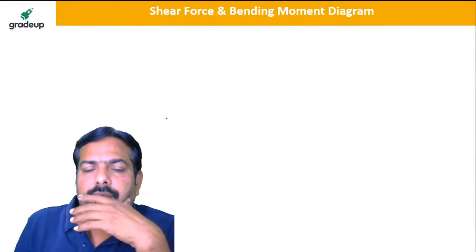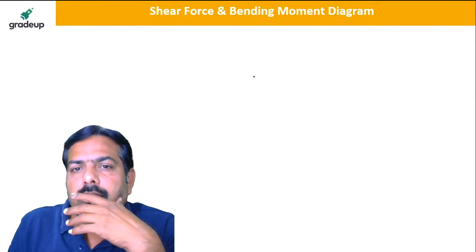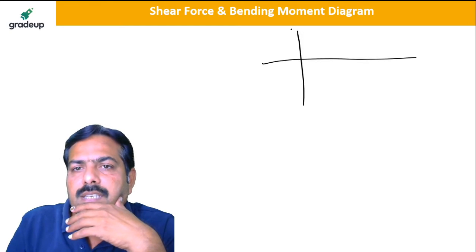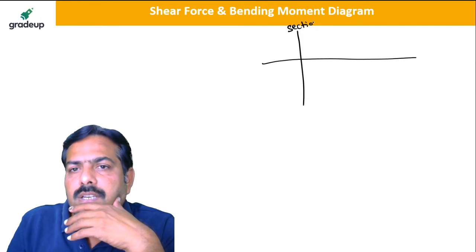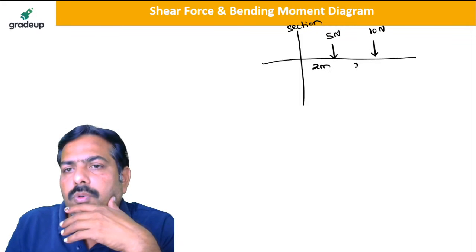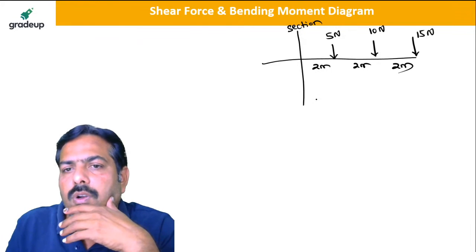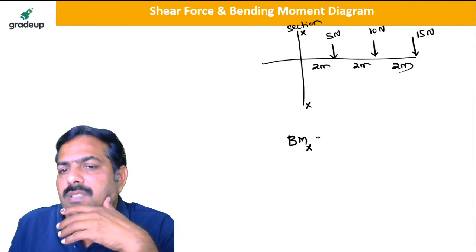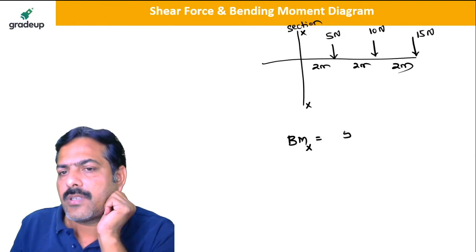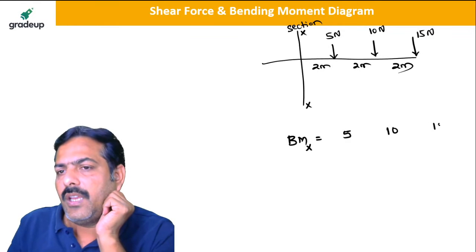Right? So my dear friends, now you see, suppose for example, I have taken a beam, and this is the section. I have got 5 Newton load at 2 meter, 10 Newton load at another 2 meter, 15 Newton load at another 2 meter. So I want the value of the bending moment at x. Bending moment at x is equal to, please focus my dear friend. How many loads are there? 5, 10, 15 are 3 loads.